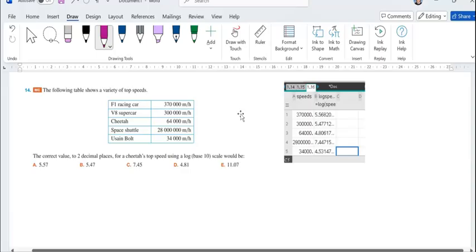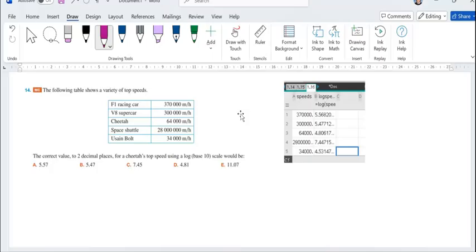Again, with this one, speeds of different cars, so quite a large range of values again, between 34,000 metres per hour, what is it in speed? Metres per hour, miles per hour maybe, and a space shuttle that's going 28 million metres per hour. So quite a big range there, very difficult to put that sort of data onto a normal histogram. So we're putting log base 10 scale on that.